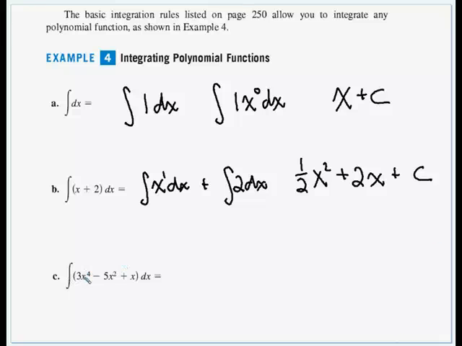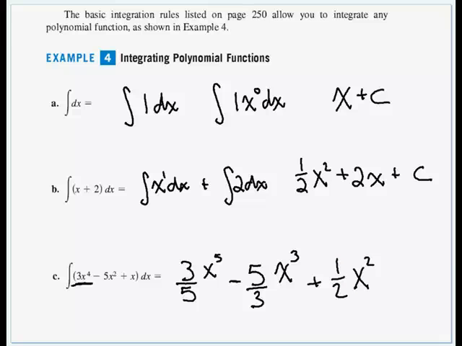In this last one, I won't give them each their own integral symbol and distribute the dx. Let's just do this term by term. First is 3x to the fourth. We're going to have 3x, now to the 5th power, and we divide by the new power, 5. 3/5 x to the 5th. Minus, we have 5x squared. We raise that to the 3rd power, and divide by 3. 5/3 x to the 3rd. Plus, this is x to the 1st power. That's going to become x squared, divided by 2, or 1/2 x squared. And we add our constant of integration.